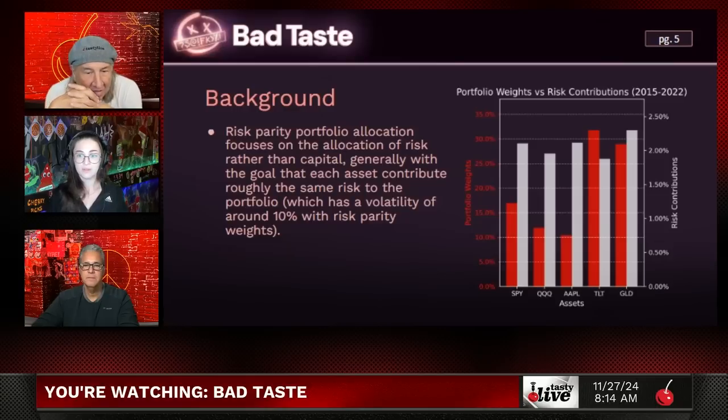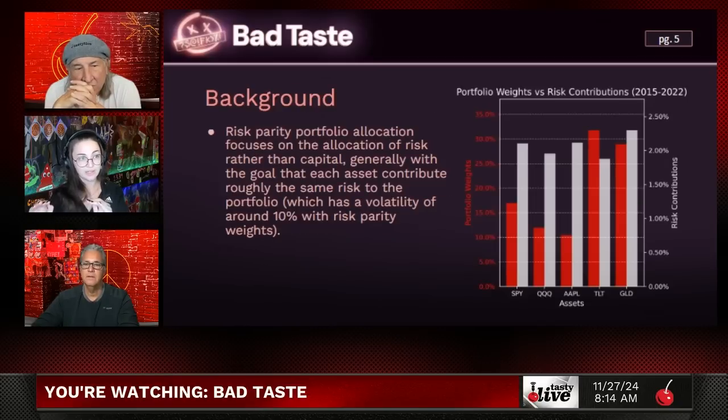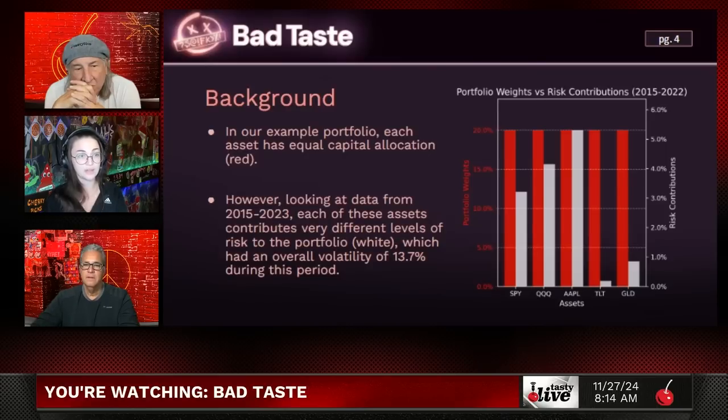The actual process of calculating the weights for a risk parity portfolio is a pretty intense numerical optimization problem that I'm going to dive into more on Bad Trader because we have more time there. But there's a nice, naive back of the envelope calculation that I wanted to cover. It doesn't get as close to the true risk parity as I'd like, but it gets you a little bit closer than the original idea of just equal weight capital allocation.